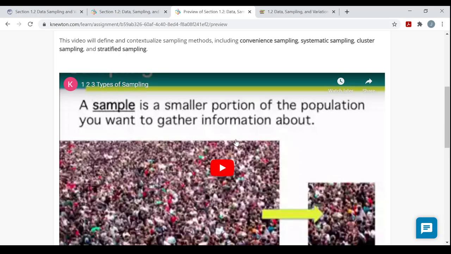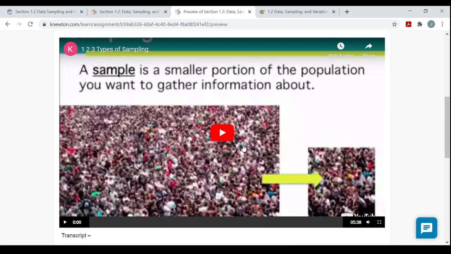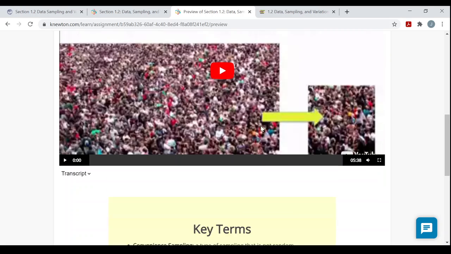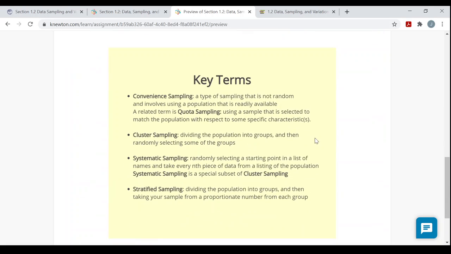All right, so I'm not going to have you watch a video within my video, but there is a video here for the types of sampling. I'm just going to go to the definitions and actually show you what some of these mean on a piece of paper. So some key terms from the video.